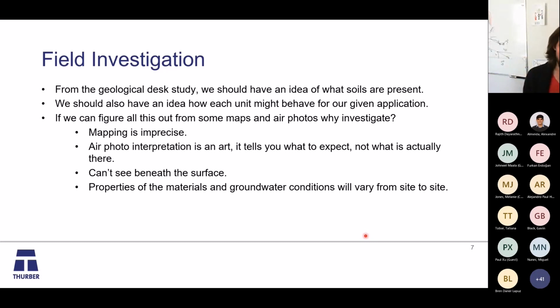So mapping itself is imprecise. Air photo interpretation is an art; it tells us what to expect, not what's actually there. You can't see beneath the surface. The properties of materials and groundwater conditions will vary from site to site. So say I have some test holes from another site, and it says it's in similar geology. Does that apply to my site? I don't know. But you're starting to build what your expectations are for the site.